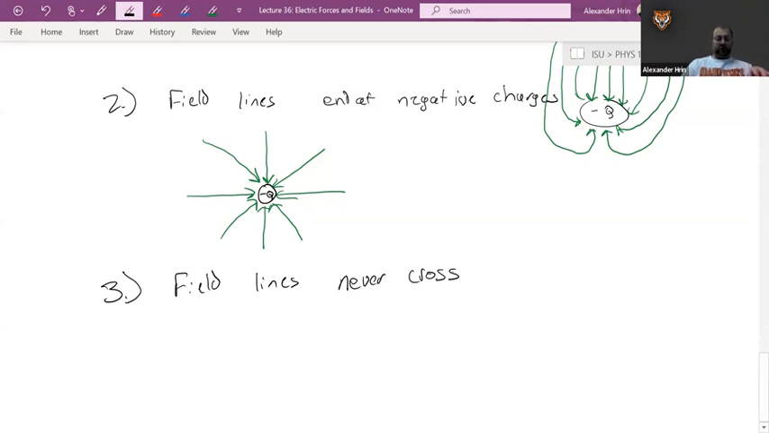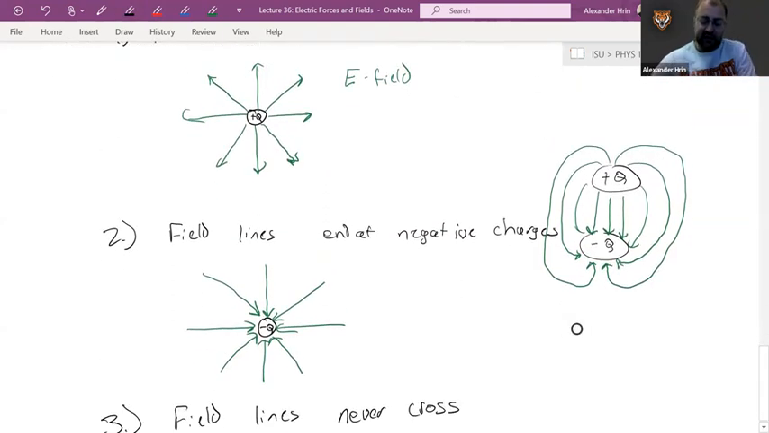Instead, what they'll do is they'll kind of curve so they don't have to cross. So you'll notice that basically that's kind of what happened up here at the dipole, is that if we just had two single charges independently, then they'd be radiating outward. But basically all these field lines curved in order to accommodate what was going on in both of the charges.